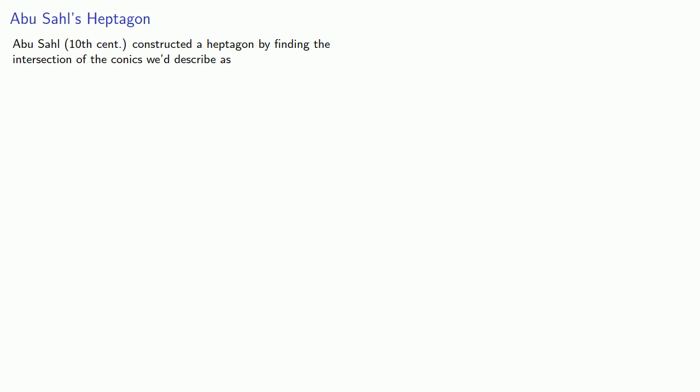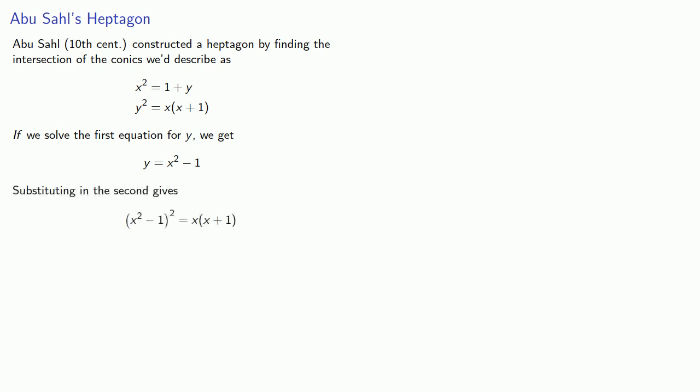For example, you might have seen that Abu Sahl, in the 10th century, constructed a heptagon by finding the intersection of the conics we describe as x squared equals 1 plus y, a parabola, and y squared equals x times x plus 1, a hyperbola. Now, Abu Sahl didn't point this out, but if we solve the first equation for y, then substitute into the second, we get a quartic equation. And in general, quartic equations, equations involving a fourth power, can be solved by the use of intersecting conic sections.